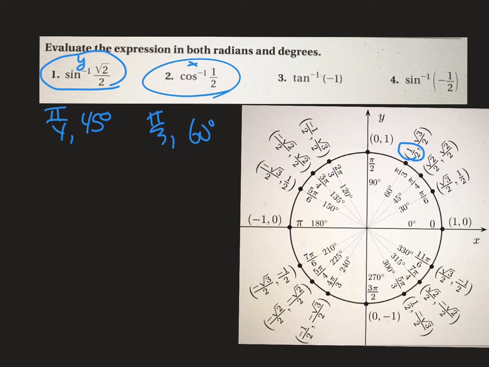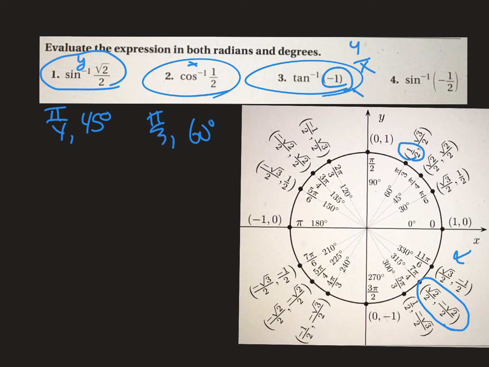All right, tangent, number 3. Tangent, negative 1. Now, tangent is not x or y. It's y over x, which means if it's negative 1, x and y have to be the same value but have different signs. And because it's negative, I'm looking in quadrant 4. Remember, for tangent you can use quadrant 1 and quadrant 4. And there it is right there. You see those y and x both have the same value.